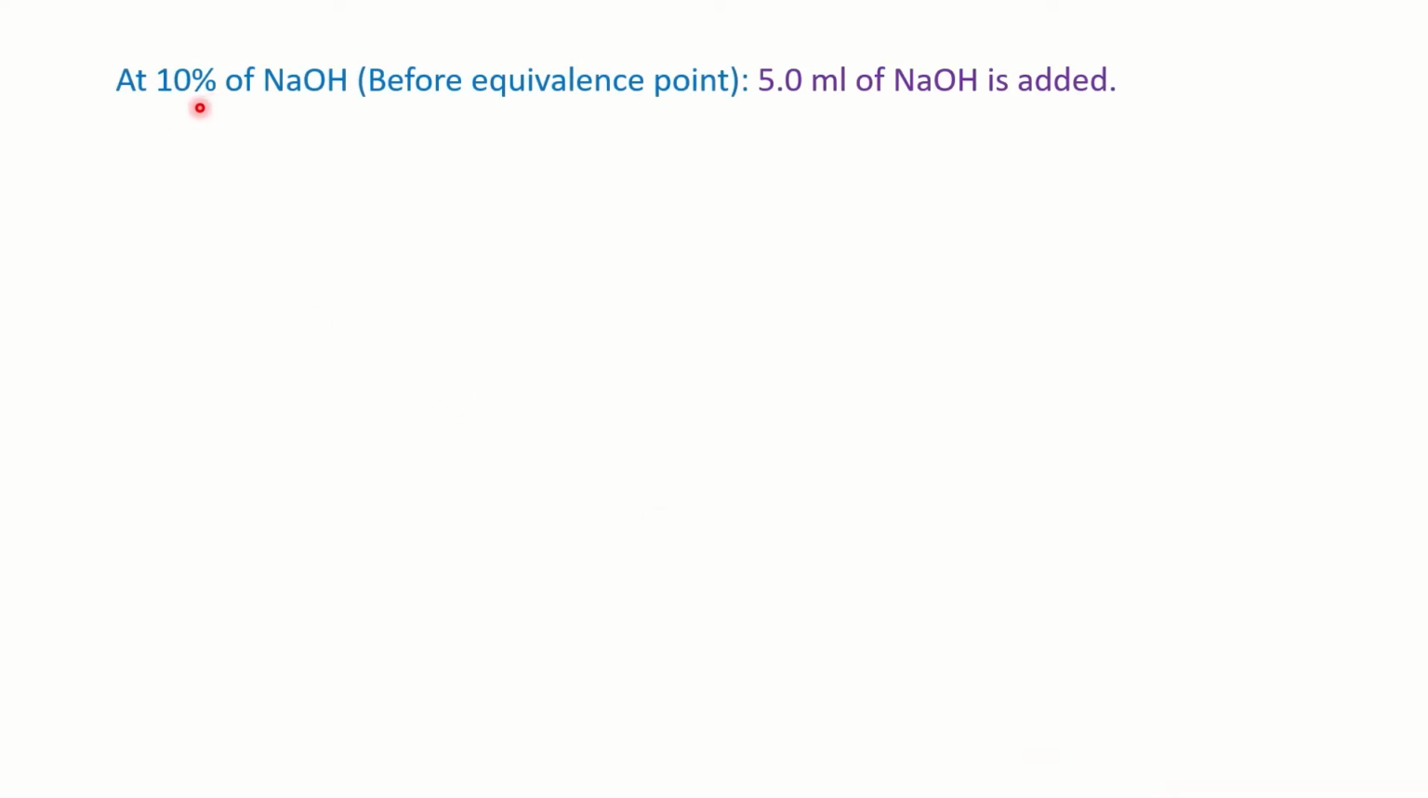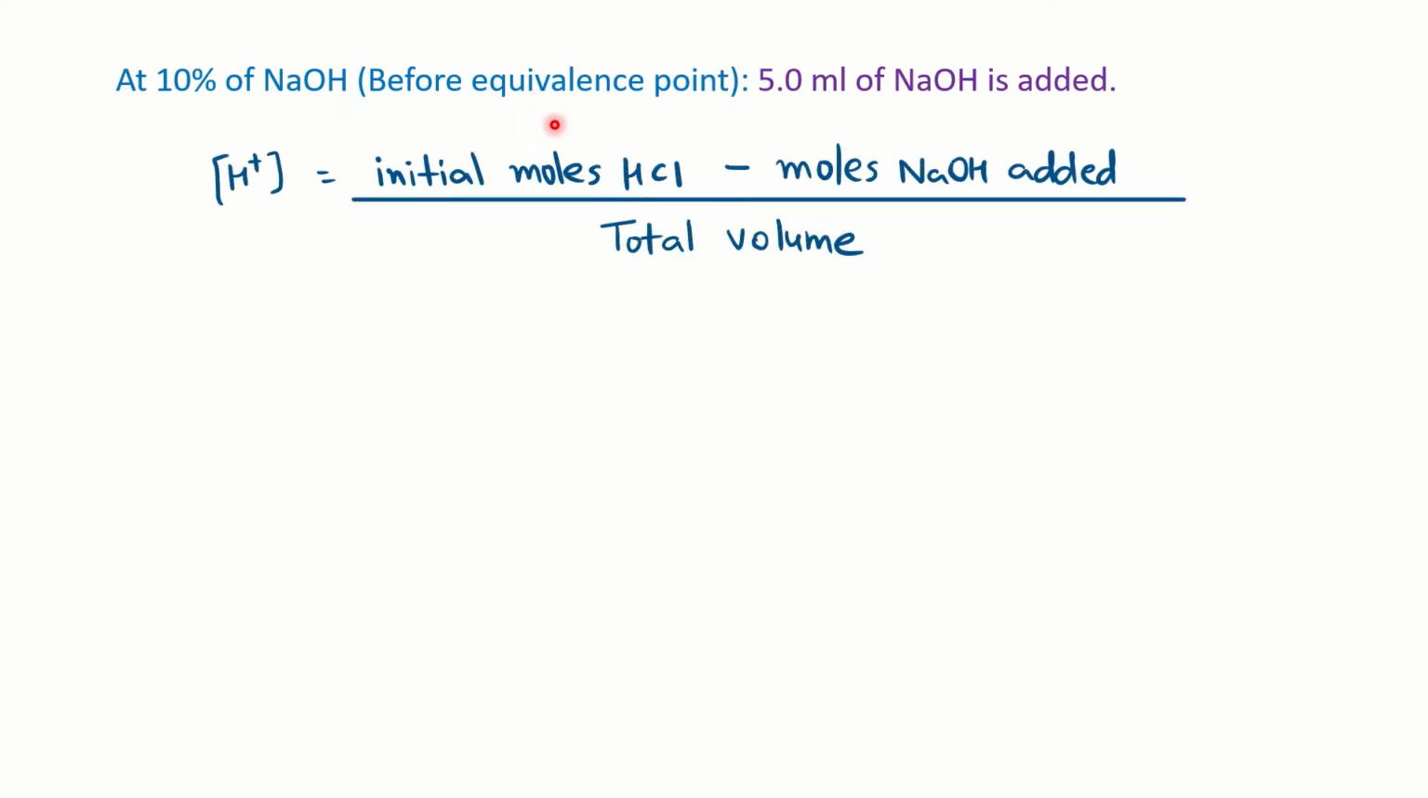So what happens if you add 10% of NaOH, right? You have added 10% of NaOH. So 10% of 50 ml is how much? It is 5 ml of NaOH, right? 5 ml of NaOH means we are talking about before the equivalence point, because at the equivalence point we need 50 ml. Now we need to calculate the concentration of H+, because that will be in excess before the equivalence point. So we can write this formula: H+ is equal to initial moles of HCl minus moles of NaOH added, divided by the total volume.